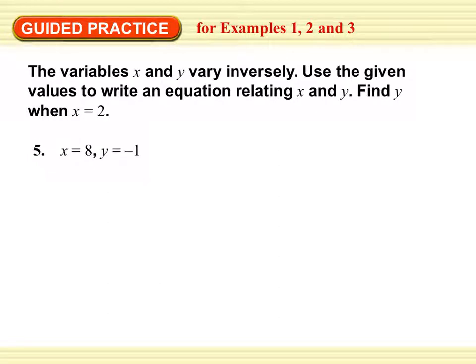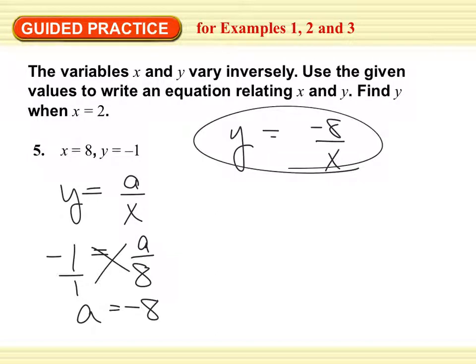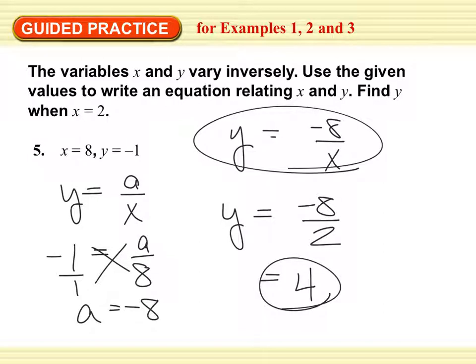The variables x and y vary inversely. Use the given values to write an equation relating x and y. Find y when x equals 2. Okay, same instructions. I have y equals a over x. Negative 1 equals a over 8. Okay, cross multiply. Negative 8 equals a. So my equation is negative 8 over x. And then find y when x equals 2. So y equals 4. Good job.